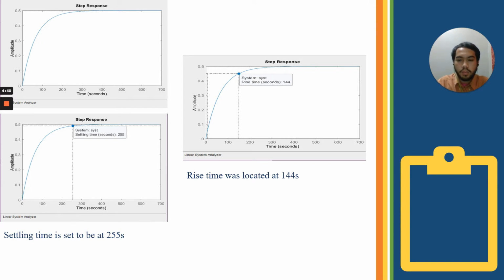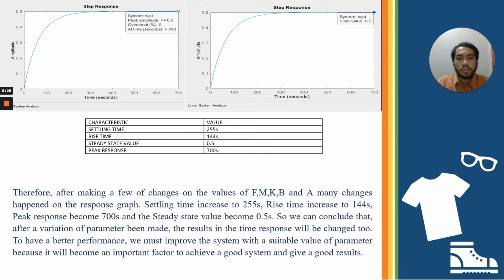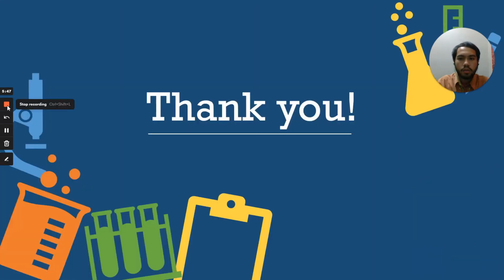Our settling time is 255 seconds, and the rise time was 144 seconds. So we can conclude that after a variation of parameters is made, the result in the time response will change too. To have better performance, we must improve the system with suitable parameter values, because it is an important factor to achieve a good system and give a good result. So that's all for me.